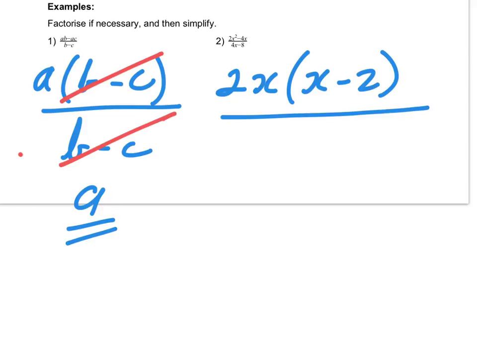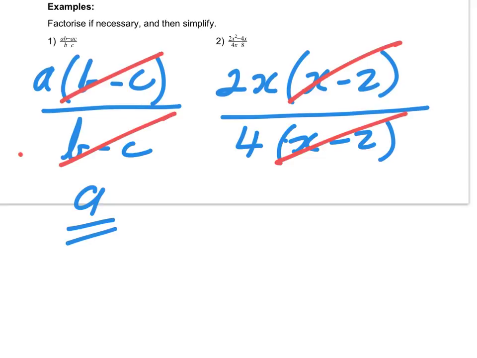Okay? Now let's factorize the bottom. See what's in common in the bottom. Well, what's the common factor between each part? Well, it's 4. So what we're going to have is 4 times x minus 2 goes here. Now simplify that out. And what we're going to have is 2x over 4.